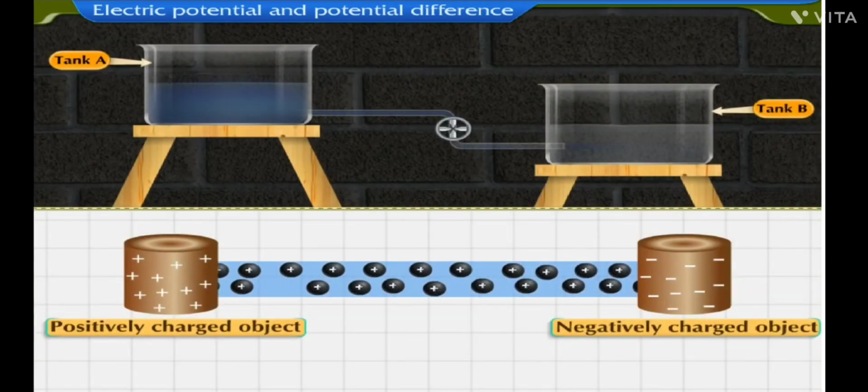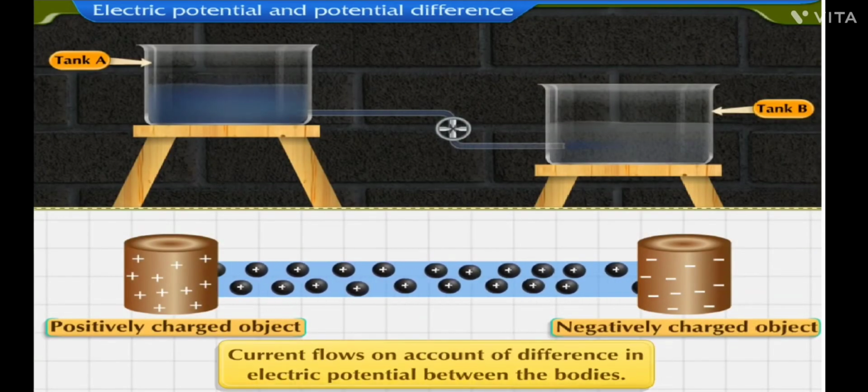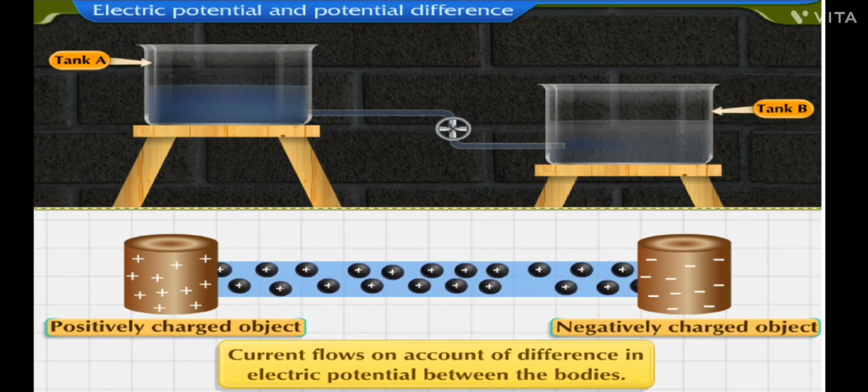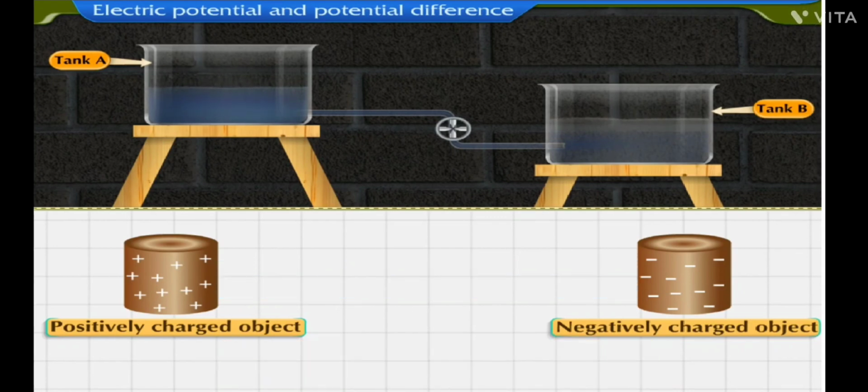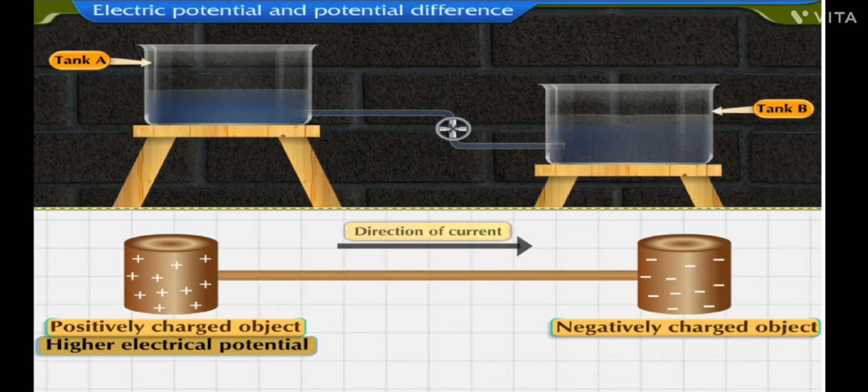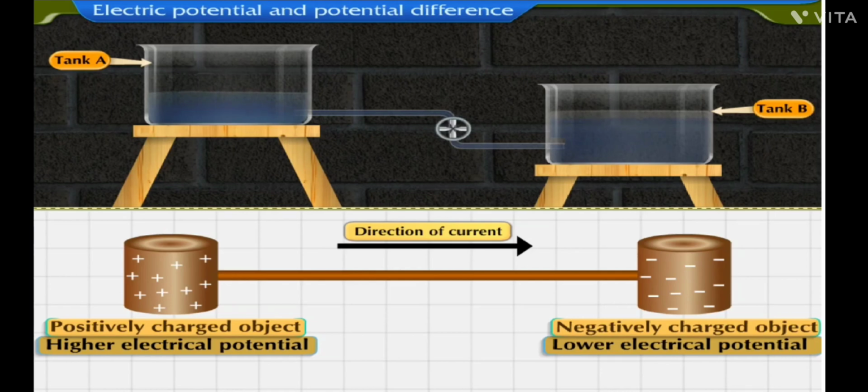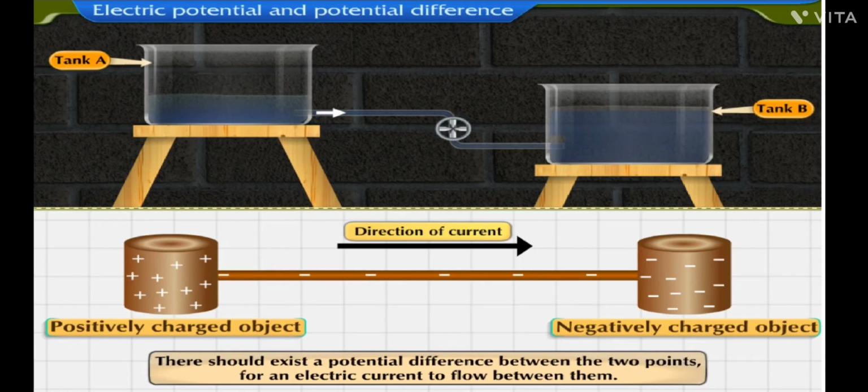In the same way, current flows on account of a difference in electric potential between bodies. When positive charges accumulate on a body, it is said to be at higher potential. If we connect this body to an uncharged body, or a body with lower potential, with a metal wire, there would be a flow of charge. Hence, there should exist a potential difference between the 2 points for an electric current to flow between them.